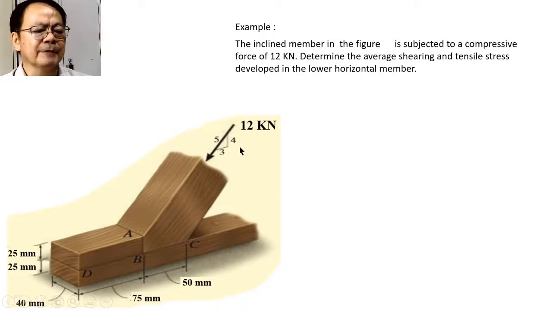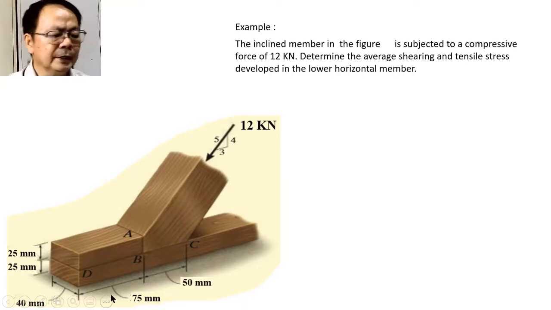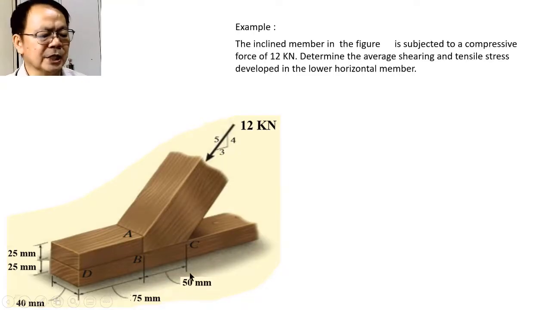The top chord is subjected to a 12 kN load and is inclined at an inclination of 4 vertical and 3 horizontal. It is supported by a bottom chord whose dimensions are indicated. The width of the bottom chord here is 40 and the dimensions are shown as follows. So, paano natin to sosolvin?